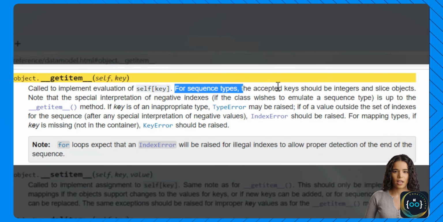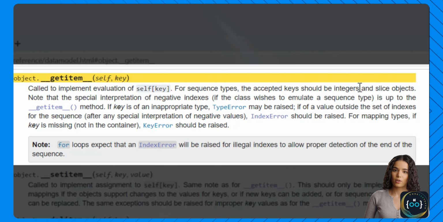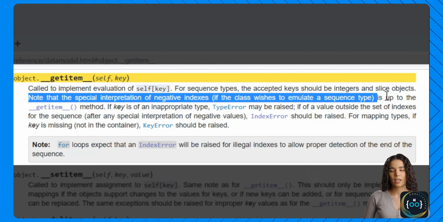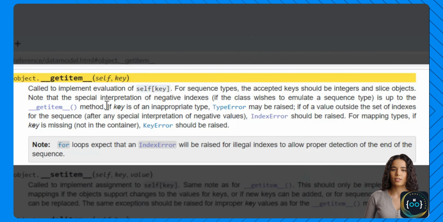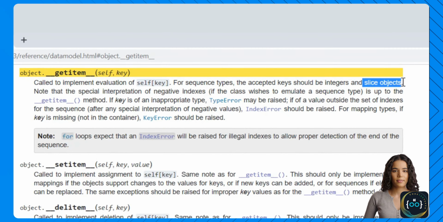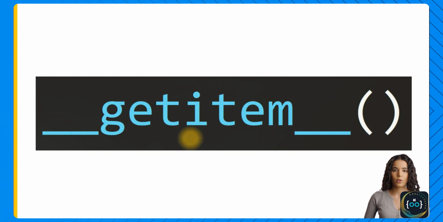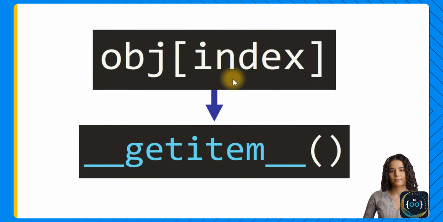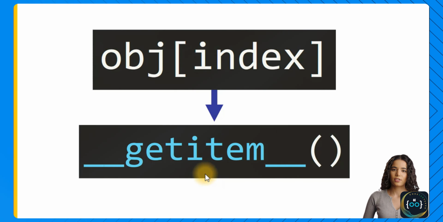For sequence types, the accepted keys should be integers and slice objects. Note that the special interpretation of negative indices if the class wishes to emulate a sequence type is up to the __getitem__ method. So we can actually implement indexing and slicing. So according to what we just read in the documentation, when we index an object like this, we are actually calling the __getitem__ method indirectly behind the scenes.